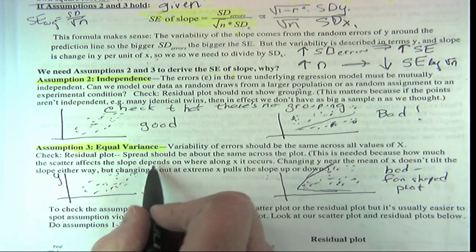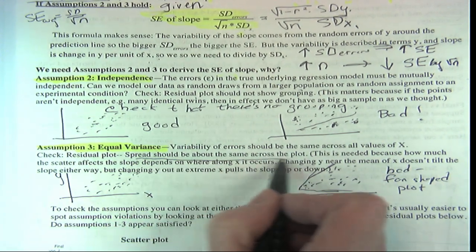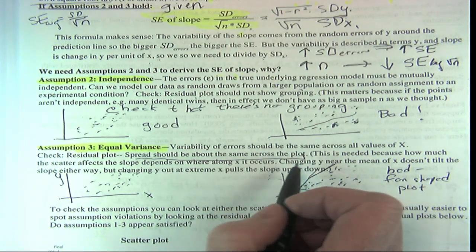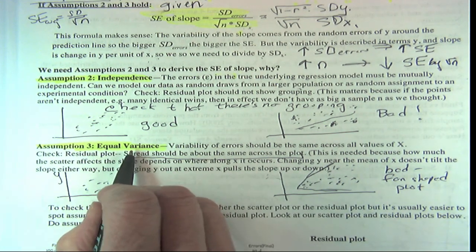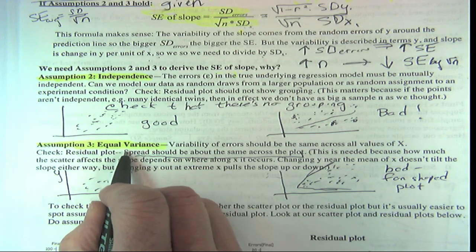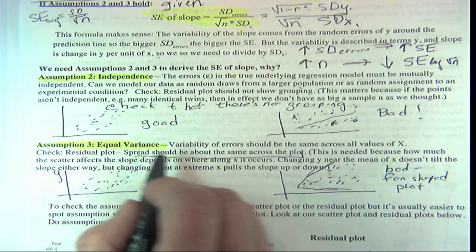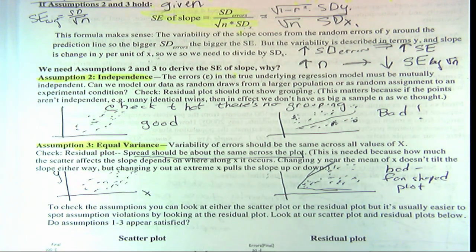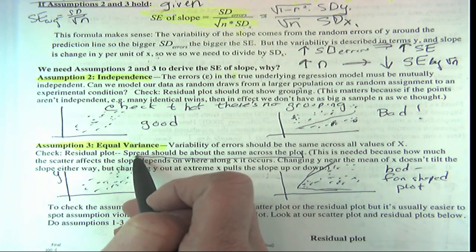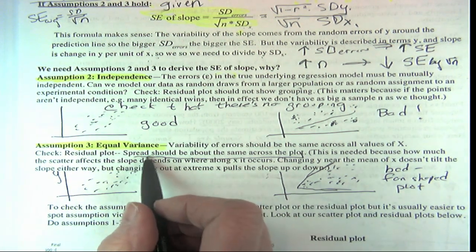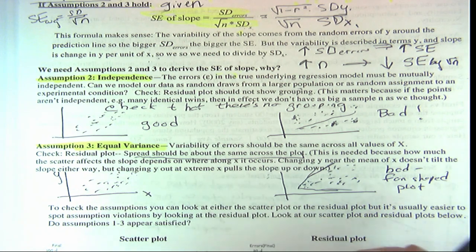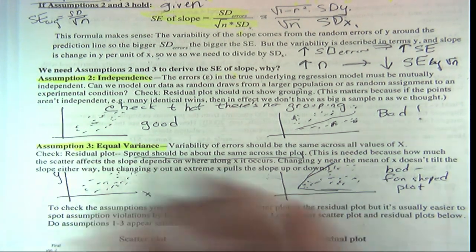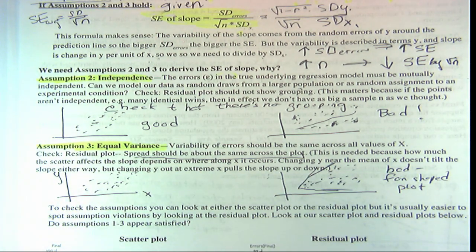The spread should be about the same across the plot. This is called equal variance. You've probably seen it as homoscedasticity. Homo means same, like homosexual, same sex, same variance. Homoscedasticity, that's good. Heteroscedasticity means unequal variance, and that's bad. You might have seen that term, or you will see it.